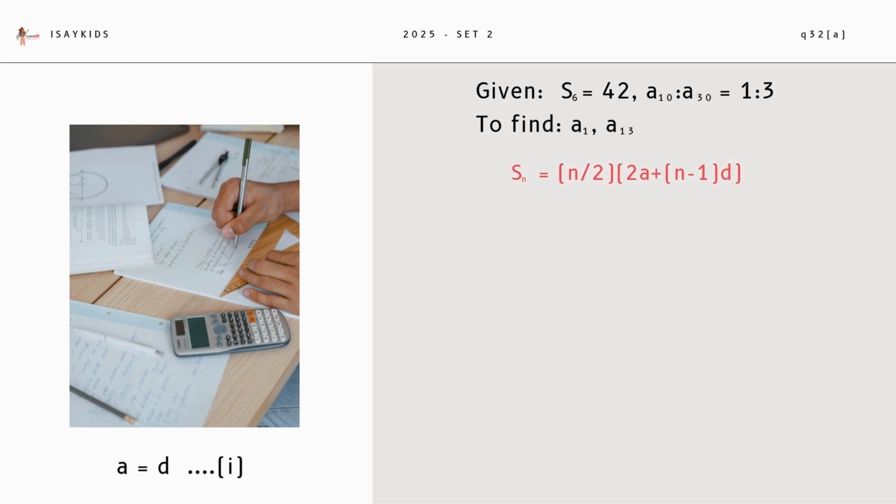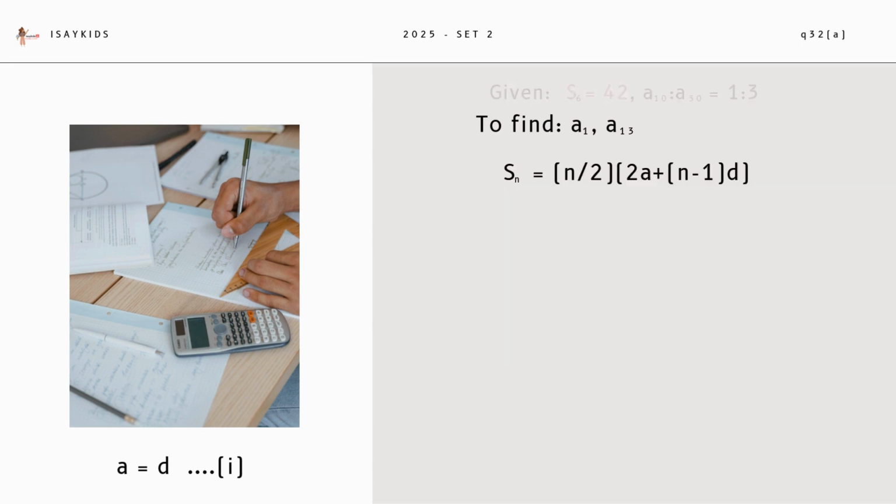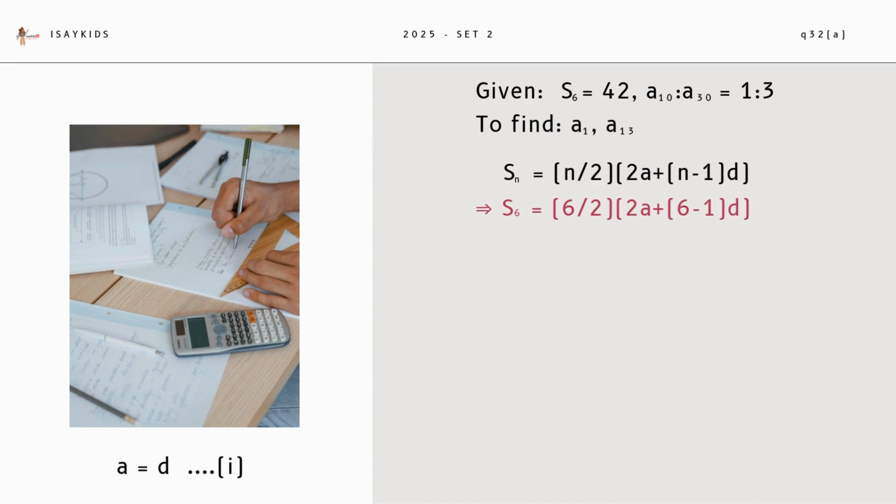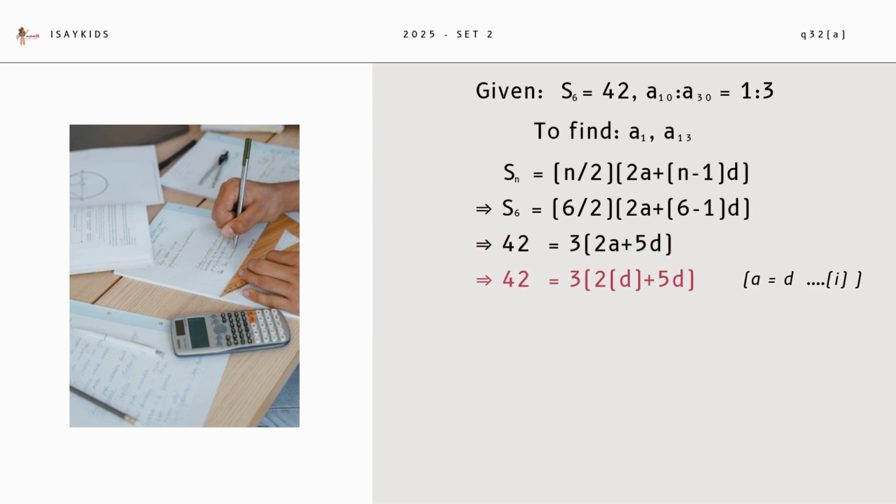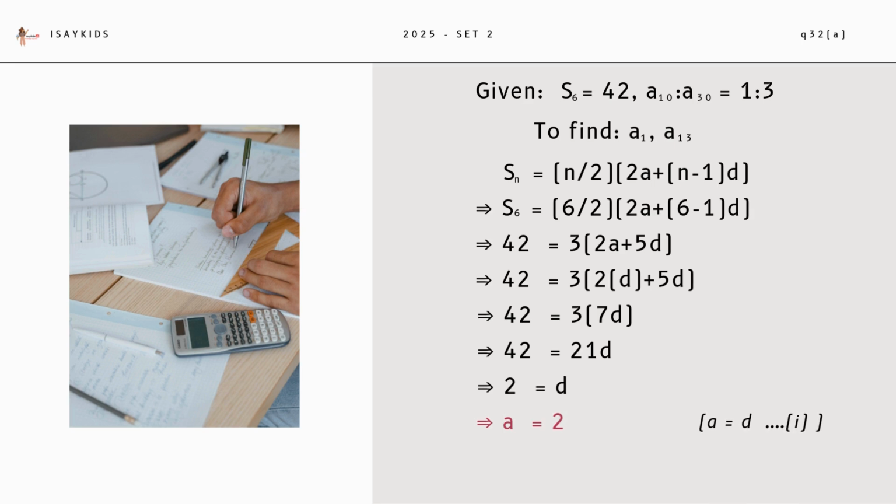Now Sn is given by n by 2 times (2a plus (n minus 1) times d). Substituting n as 6, we get S6 as 6 by 2 times (2a plus (6 minus 1) times d). Thus, 42 is equal to 3 times (2a plus 5d), or we can say 42 is equal to 3 times (2 times d plus 5d), since a is equal to d, we just found that. So 42 is 3 times 7d. So d is 2. And we know that d is equal to a. So a is also 2.